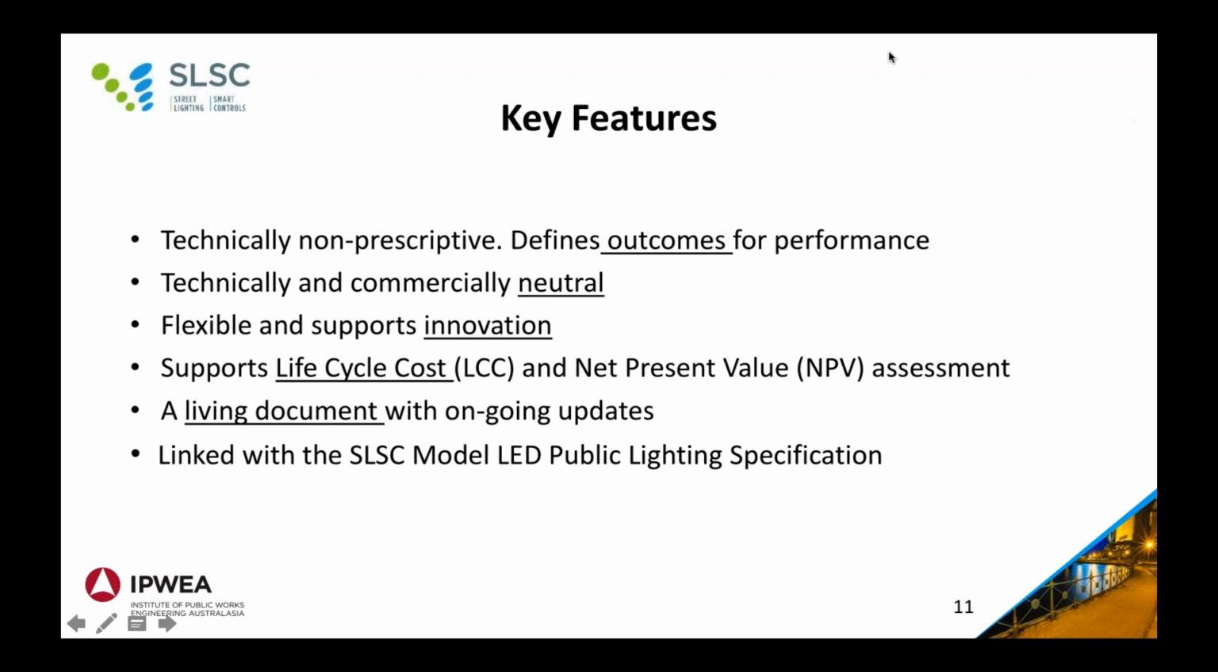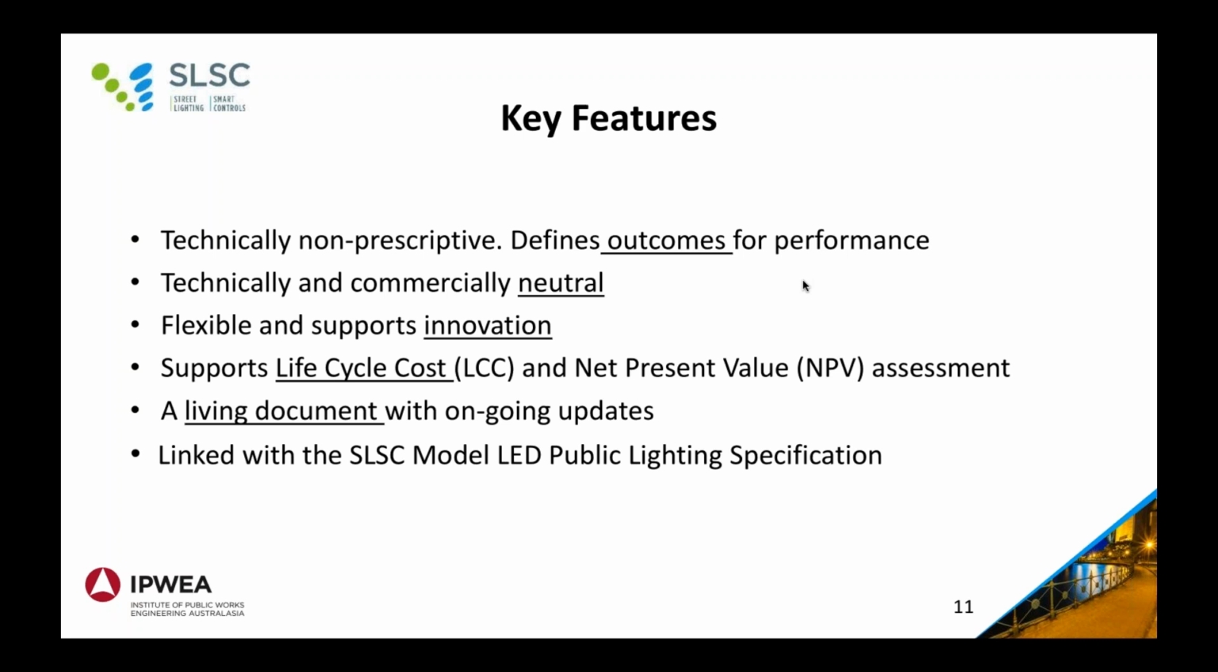Very important that the document is commercially and technically neutral. It is not picking winners. It's leaving that to the best value procurement processes to define who will be the winner of the tender process. The process is very flexible and supports innovation, so it's not designed to preclude new ideas that may be emergent, rather the reverse.